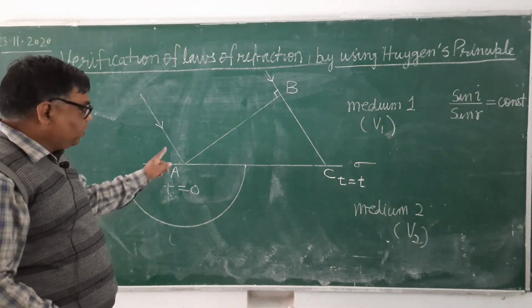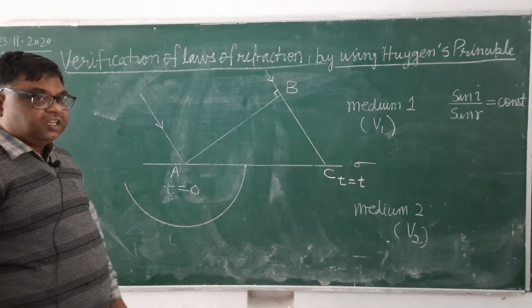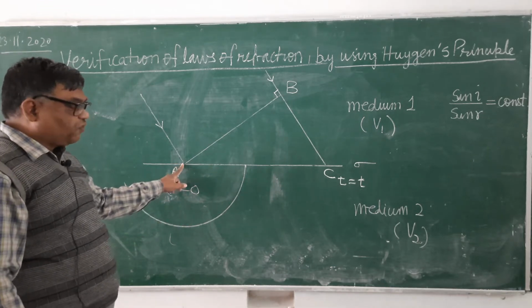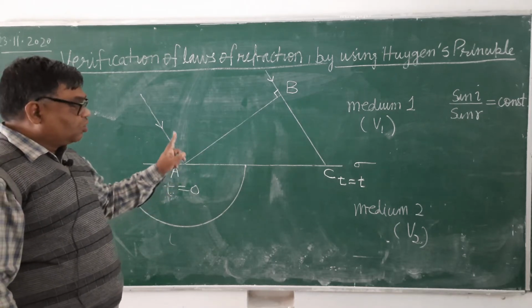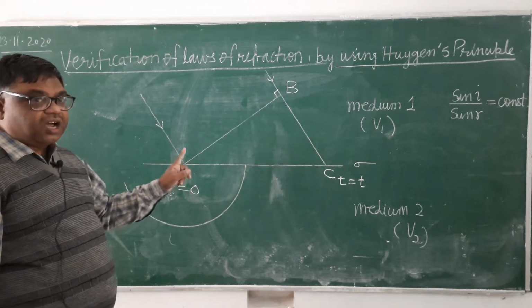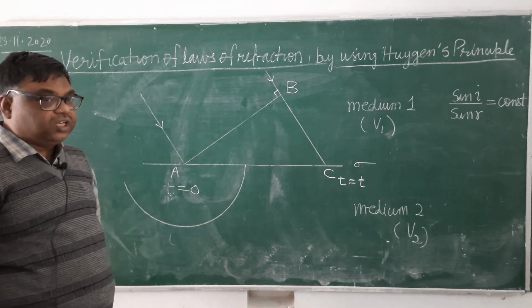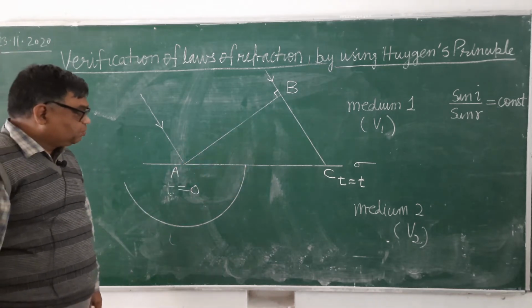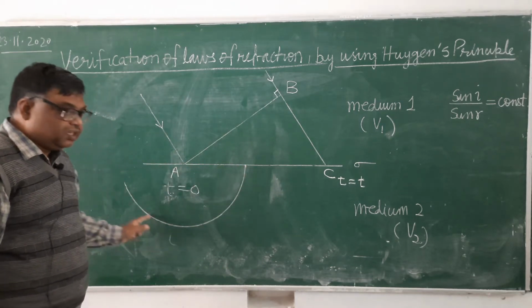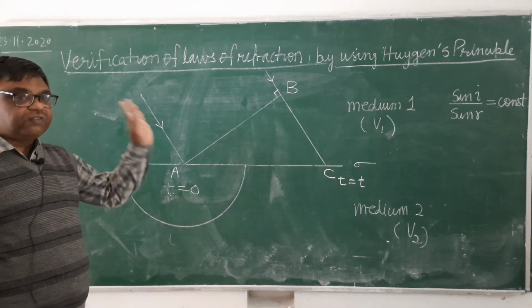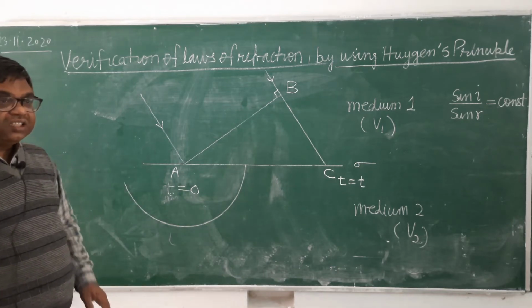Its radius will be v2 into t. Secondary waves which are emitted from A at time t equals 0 will grow in a hemisphere of radius v2 into t. That means those which are emitted from here at time t equals 0, after time t they will be here on the surface of this. It is clear? This thing is clear?